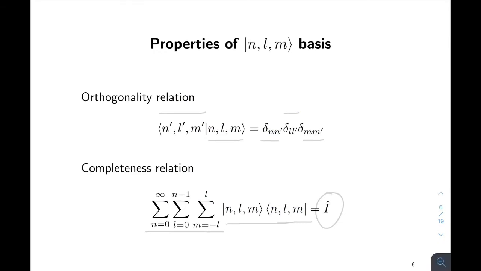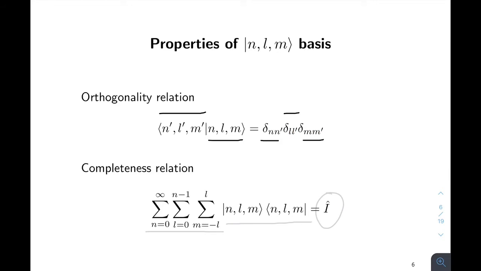Here we have the completeness and orthogonality relations for nlm vectors. Here we take the scalar product of the nlm vector with the n prime, l prime, m prime vector. This is equal to the product of three Kronecker deltas: the Kronecker delta over n and n prime, the Kronecker delta with l and l prime, and the Kronecker delta over m and m prime. It means the two states will be orthogonal if either m is not equal to m prime, or l is not equal to l prime, or n is not equal to n prime.